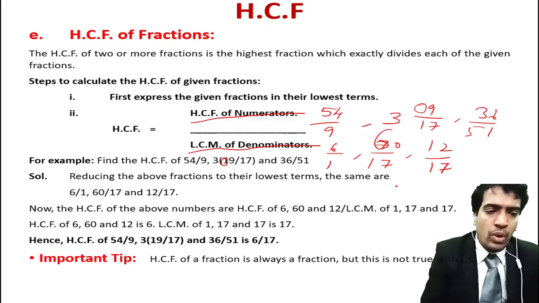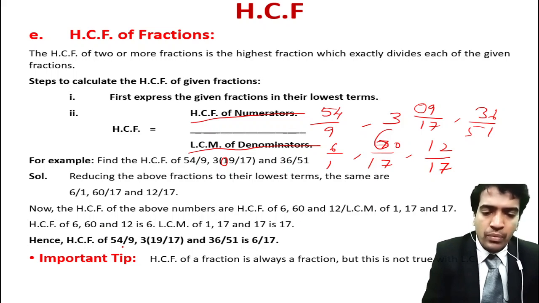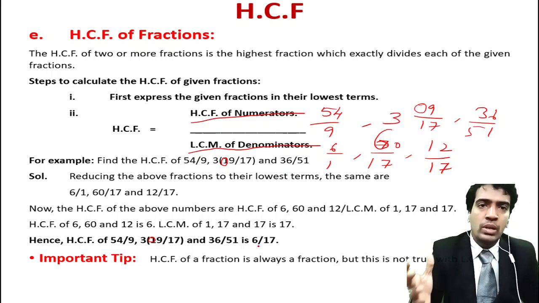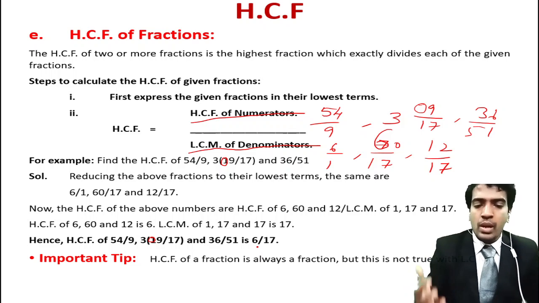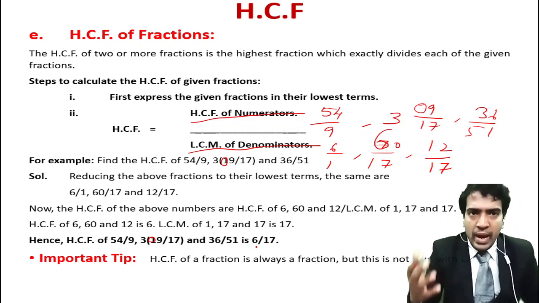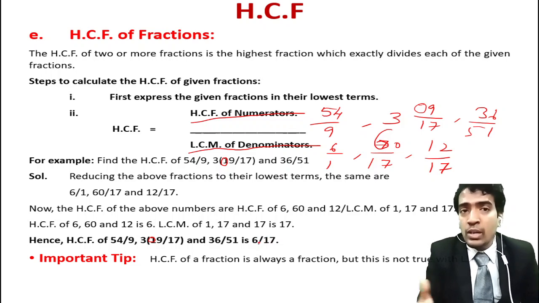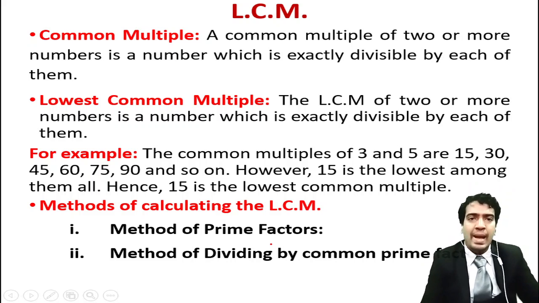What is the LCM of 1, 17 and 17? 17 is the LCM, lowest common multiple. So the HCF of 54 by 9, 3 9 by 17 and 36 by 51 is 6 by 17. This is the way you would calculate the HCF of fractions. Now there is an important point here. The HCF of a fraction is always a fraction, but this is not true with LCM. It need not be a fraction. Let us now go to the concept of LCM.